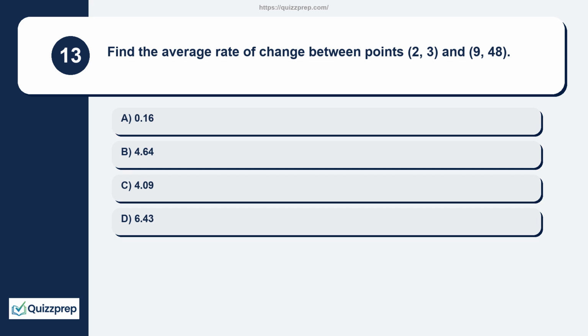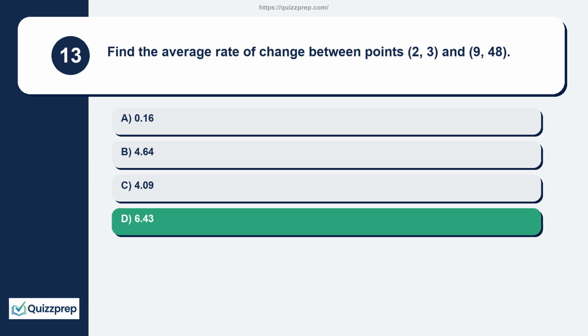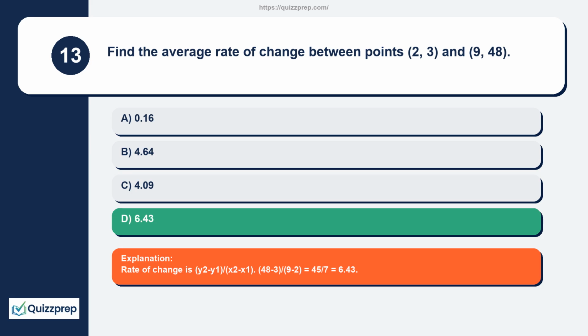Question 13. Find the average rate of change between points (2, 3) and (9, 48). Options: 0.16, 4.64, 4.09, 6.43. Rate of change equals (y2 - y1) / (x2 - x1). 48 minus 3 over 9 minus 2 equals 45/7 equals 6.43.